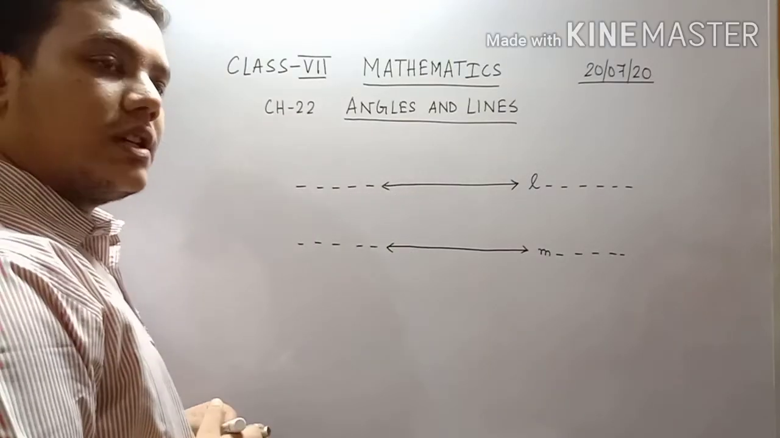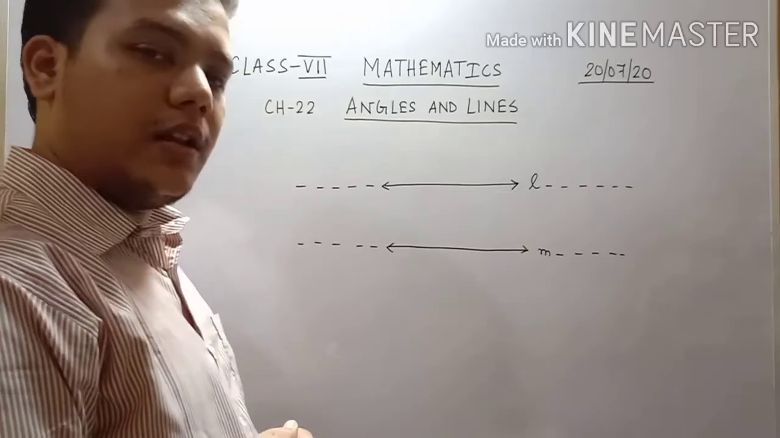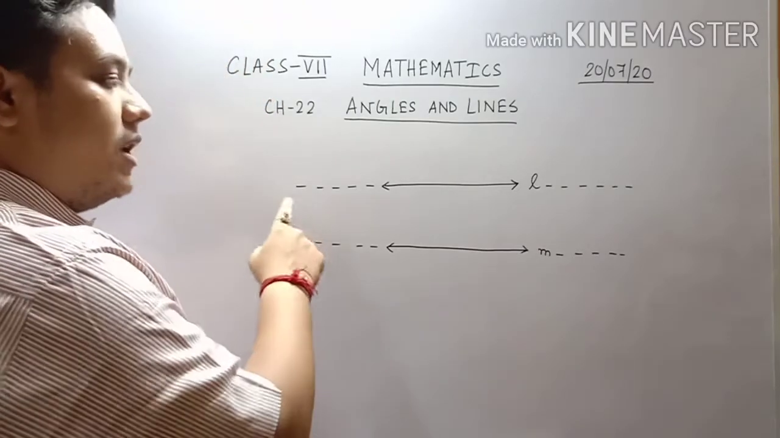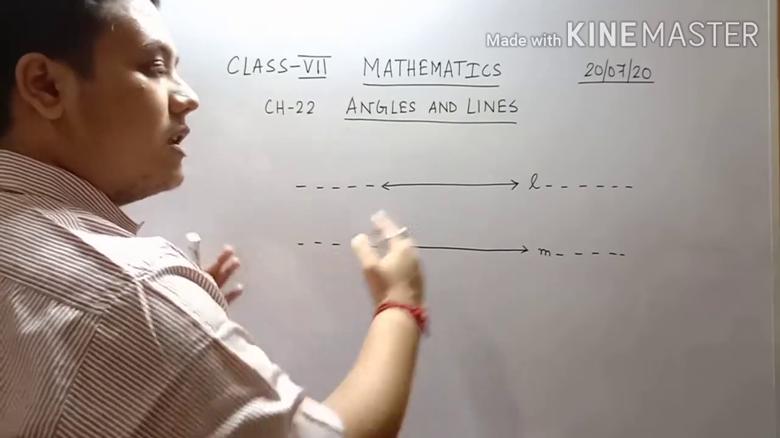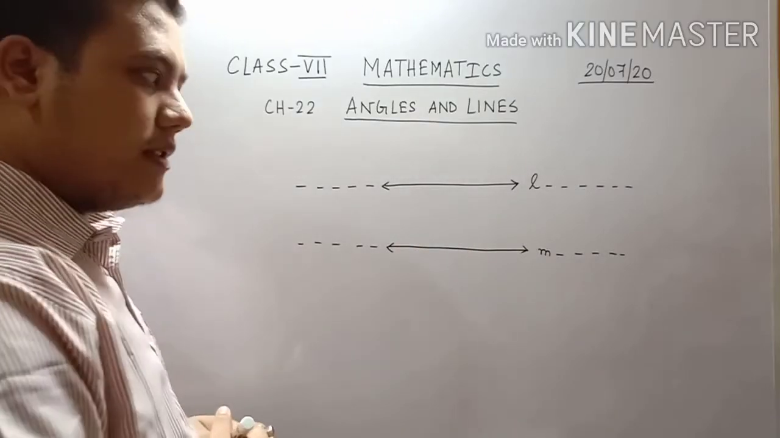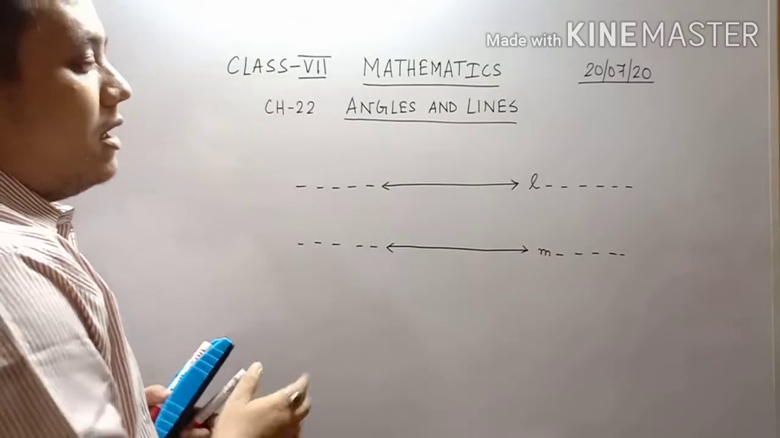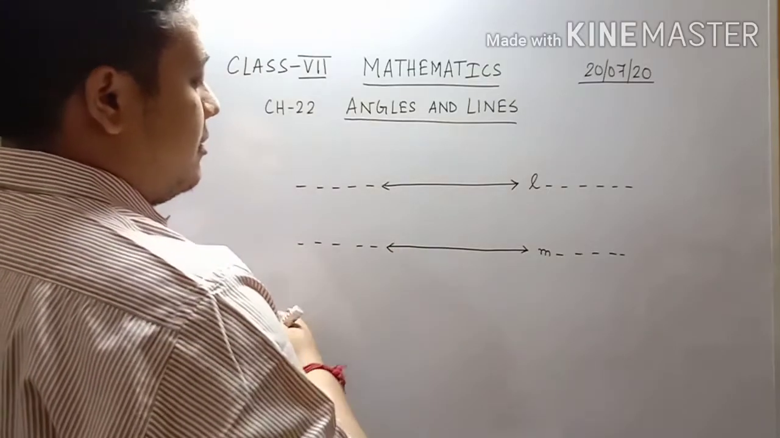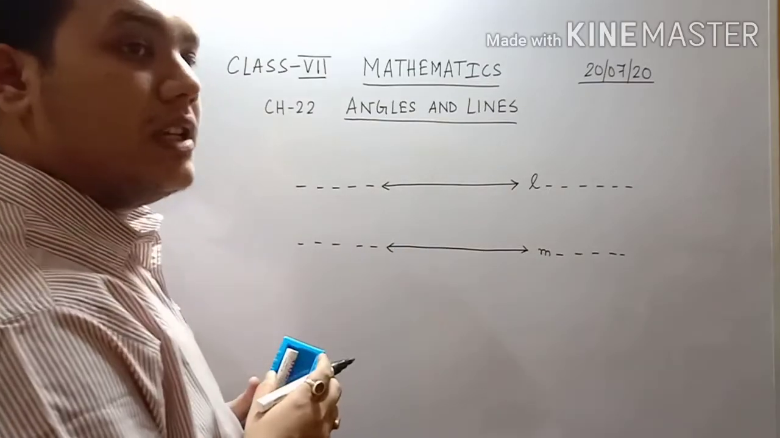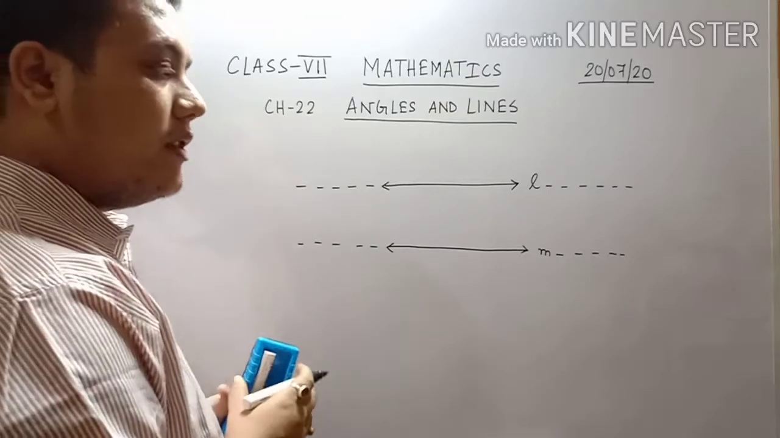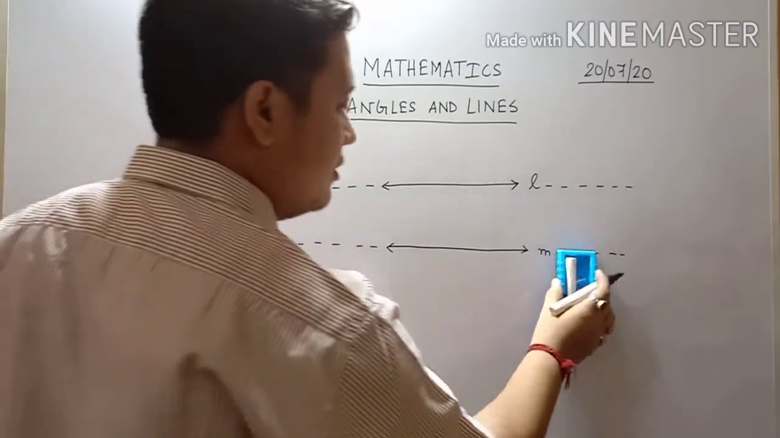So what is the first condition for two lines to be parallel? It is that they will never meet even if they are produced on both sides. The second condition is that they will never intersect with each other.